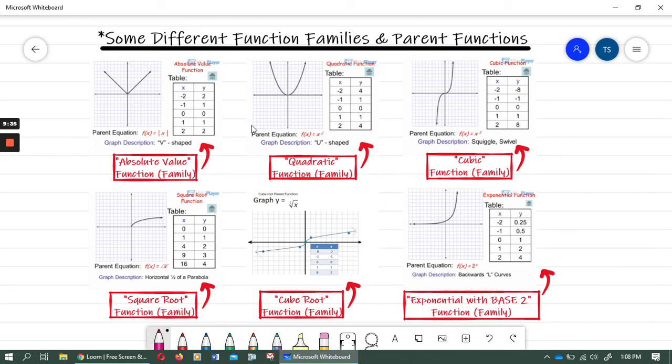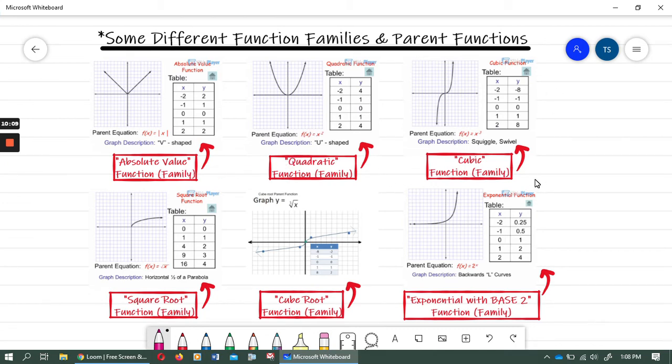So here they've got the parent function for a quadratic function listed. They've got the equation here as f of x, or y equals x squared. That is the simplest form for any quadratic function in that family. And all quadratic functions have a U-shaped graph, and we should remember that those U-shaped graphs are referred to as parabolas. But anyway, that's the quadratic function family and its parent function, as you can see here.